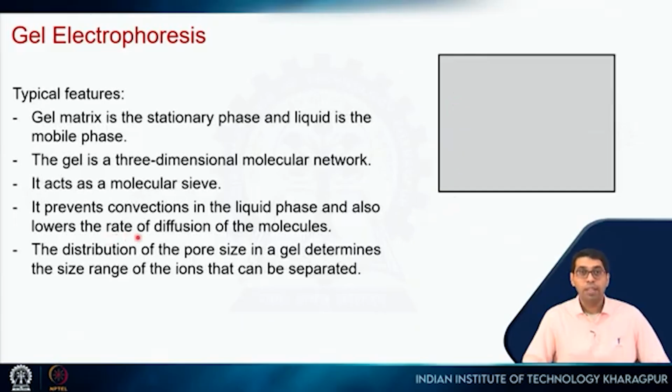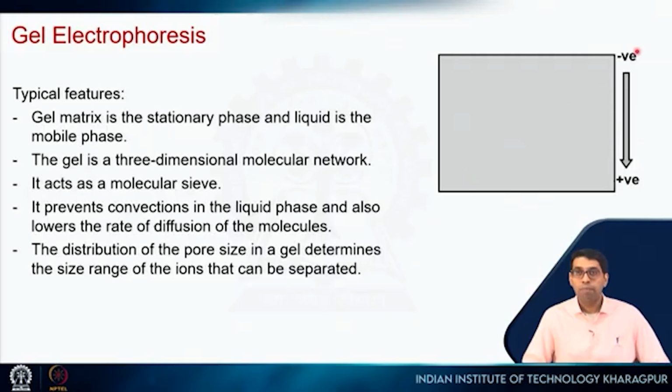It also lowers the rate of diffusion of the molecules. The distribution of the pore size in a gel determines the size of the ions that can pass through. So ultimately you want to separate your molecules according to size, and that will be determined by the pore size of your gel.